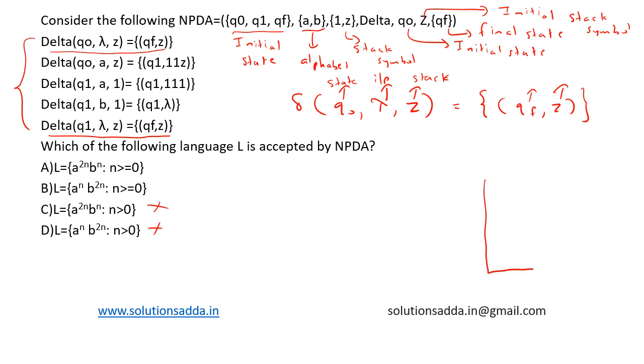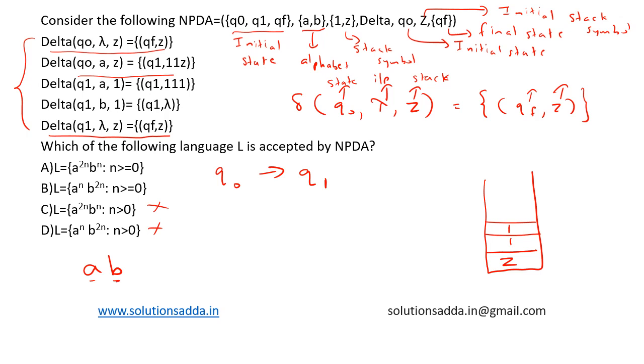Assume initially the stack only has the start symbol, that is Z, and the initial state is Q0. Now assume we have this transition: in state Q0 the input symbol is A. Then we push two ones into the stack. The next input is B. After this transition, Q0 moves to Q1.